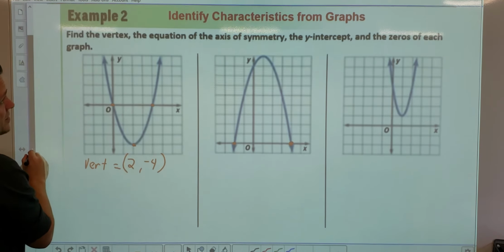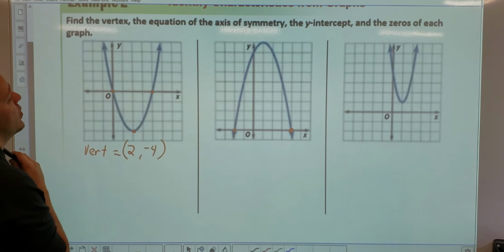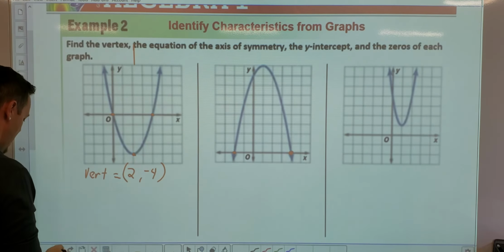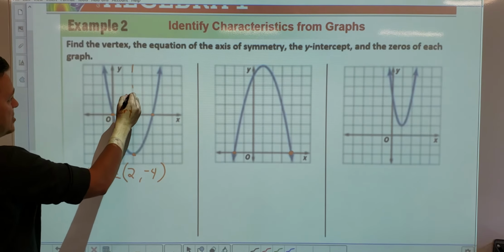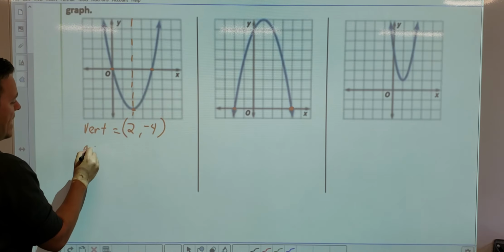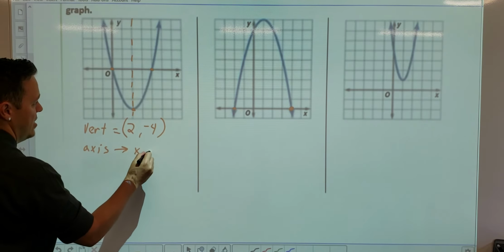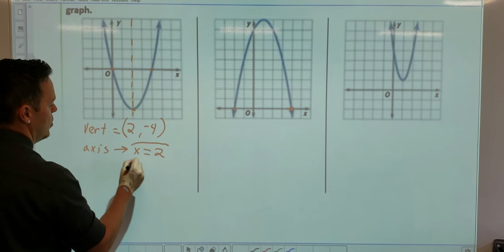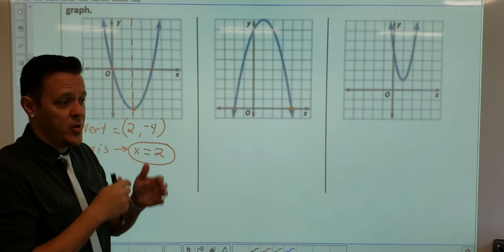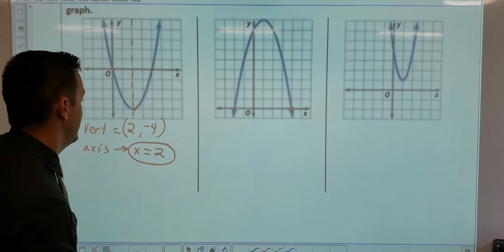The next thing is, what is the equation of the axis of symmetry? Well, technically speaking, you don't have to write that equation. You should know that there's an imaginary line that goes through here. So my axis is going to be x equals 2, right? If I go into Desmos or any graphing calculator and put x equals 2 and hit enter, it'll give you a vertical line straight through 2.